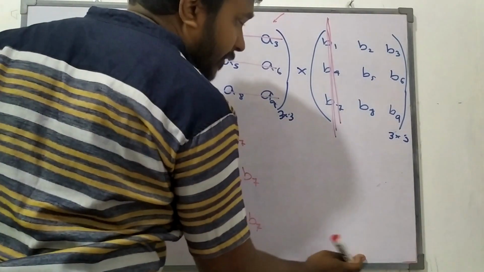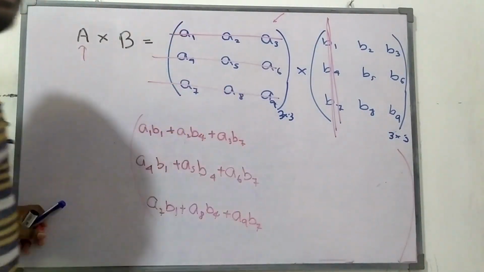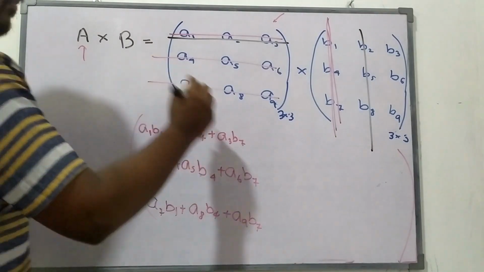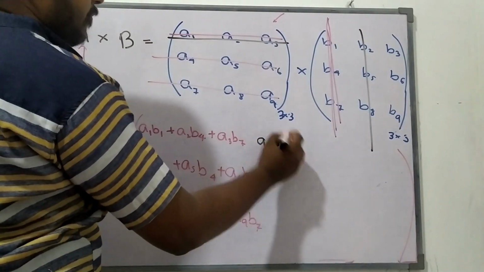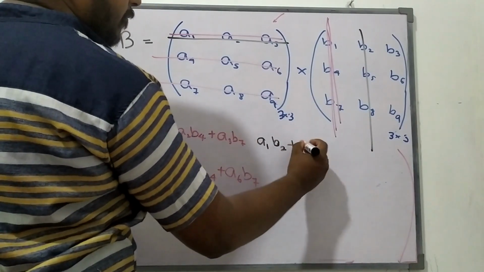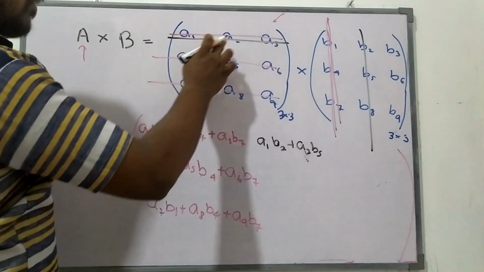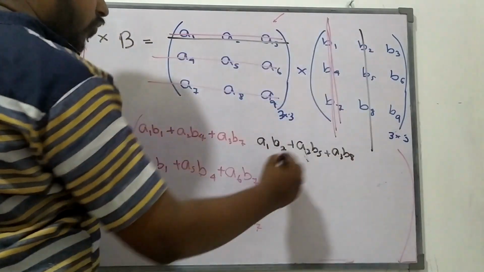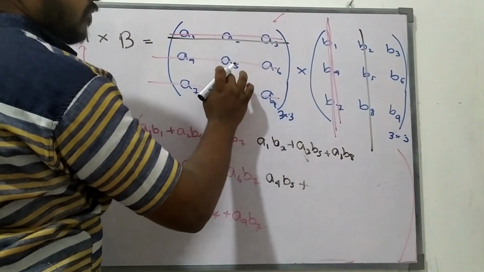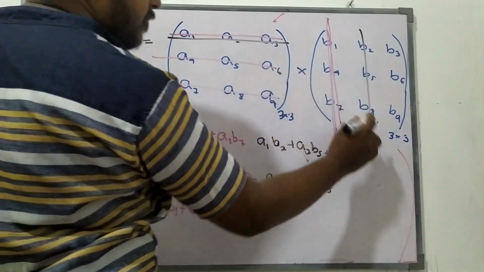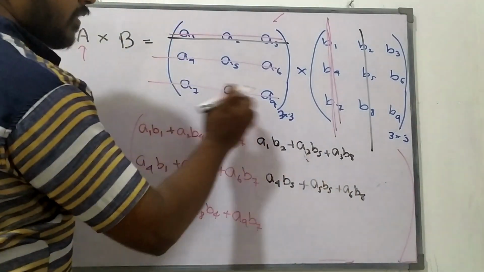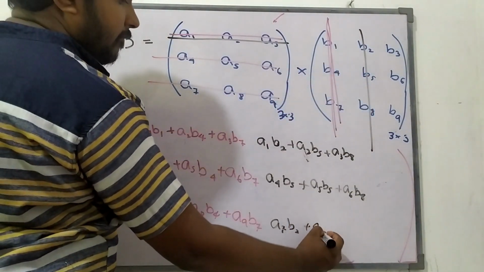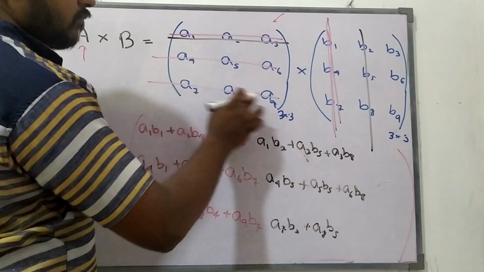So we have a few more columns, the second and the third column. Considering the second column, this one into this one: A1 B2, A2 B5, A3 B8, A4 B2, A5 B5, A6 B8, A7 B2, A8 B5, A9 B8.